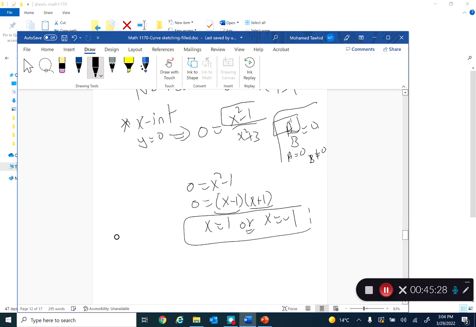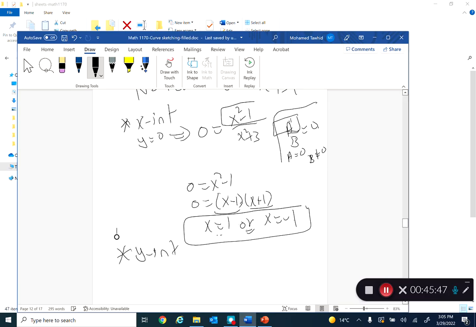So those two values, what? That is where the graph crosses the x-axis. It's easy to solve compared to the previous example. In the previous example, it was hard because it's a polynomial of degree 3. But here it's easy, x squared minus 1, you have 1 and negative 1. That is our x-intercept. Now, what is your y-intercept?